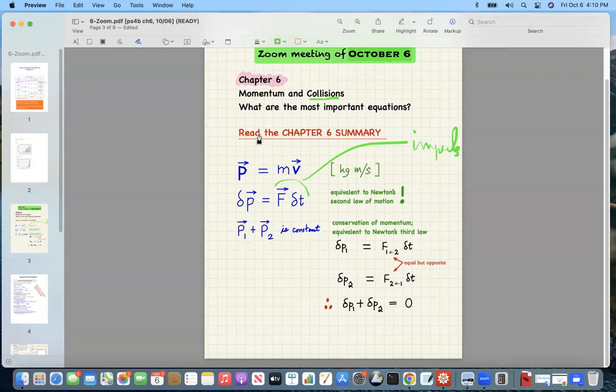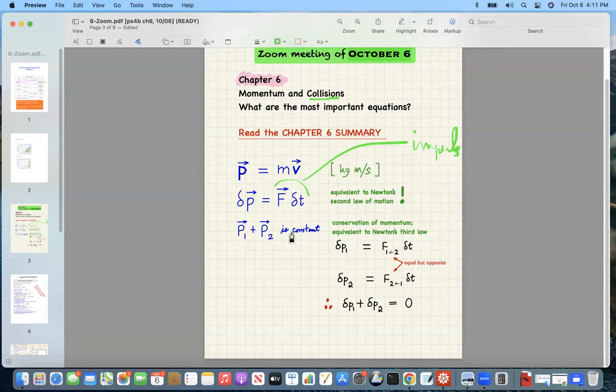The reason momentum is important is because it's a conserved quantity. If you have two objects interacting with each other by equal and opposite forces, then the combined momentum, the sum of the momenta of the two objects, is constant. And that is in fact equivalent to Newton's third law. This is Newton's second law written in terms of momentum. This is Newton's third law written in terms of momentum.